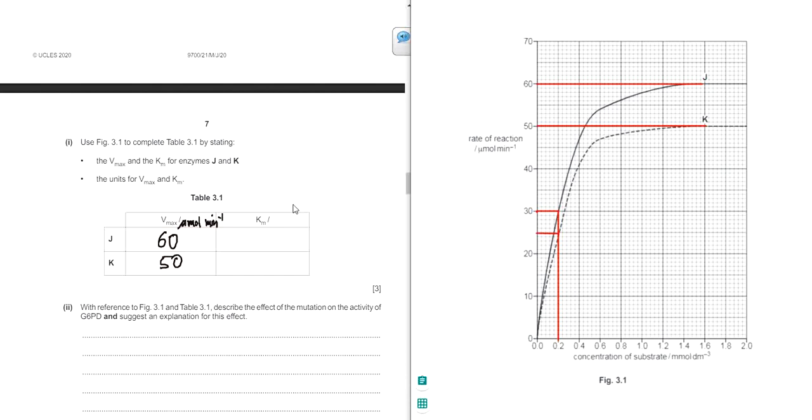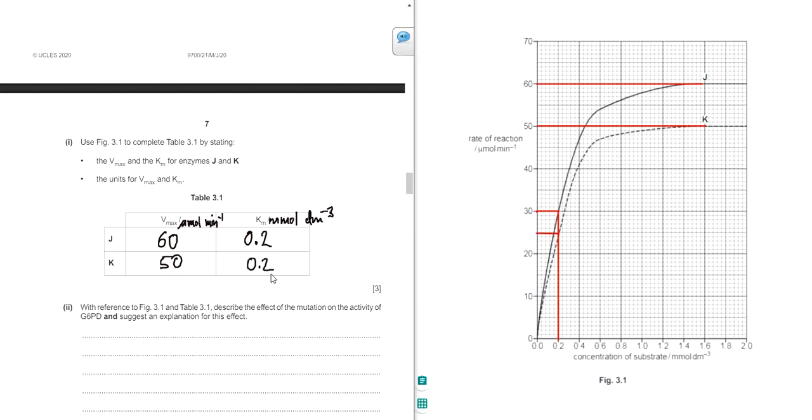Since Km is a measure of substrate concentration, we use the same unit. So in this case, we will have millimole per decimeter cube. And in both cases, this is 0.2.